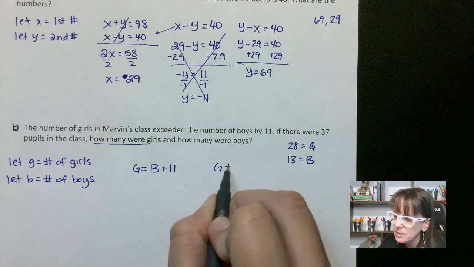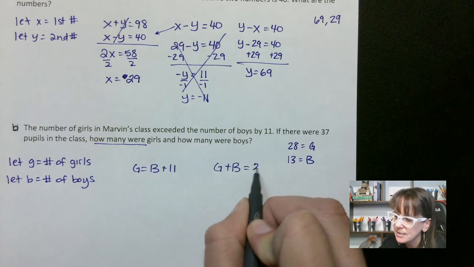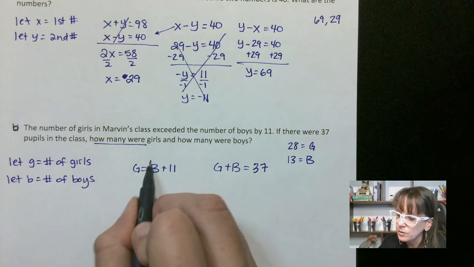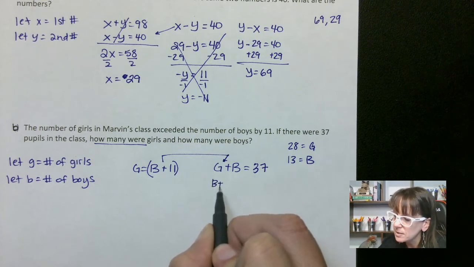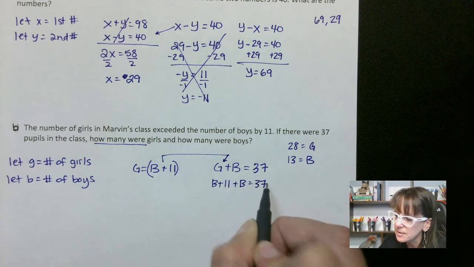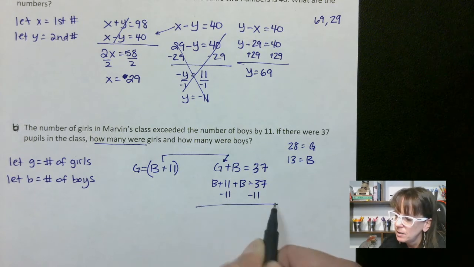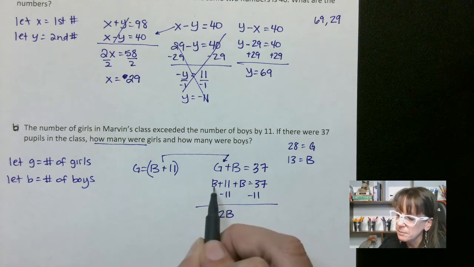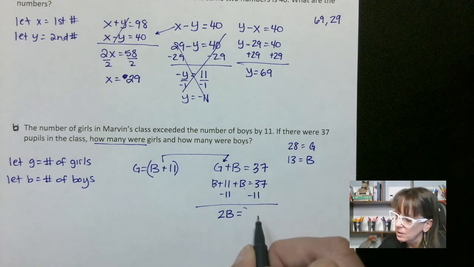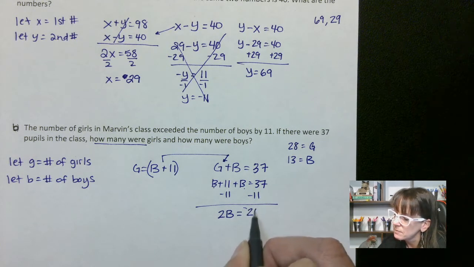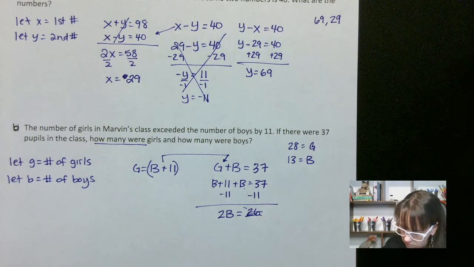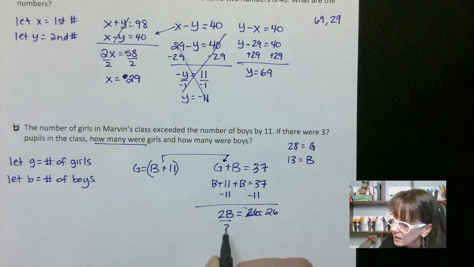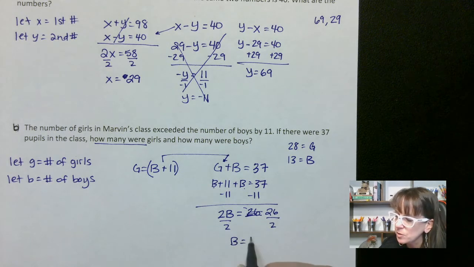So the girls plus the boys gave us a total of 37. So G equals B plus 11. We're going to take that and insert it right over here. So B plus 11 plus B equals 37. Minus 11, minus 11. 2B, because I'm adding B plus B, equals 26. Divide by 2, boys equals 13.